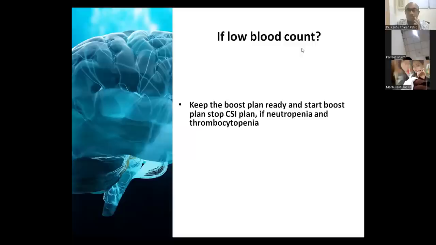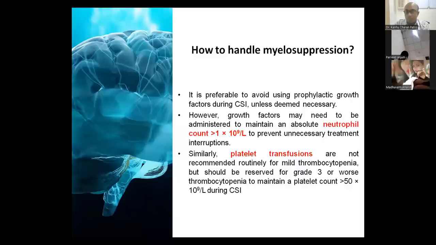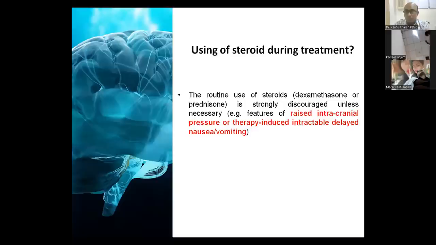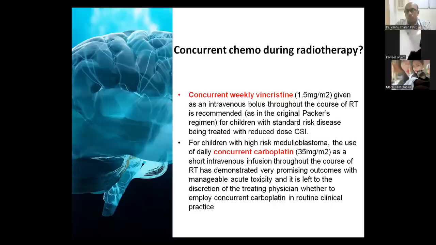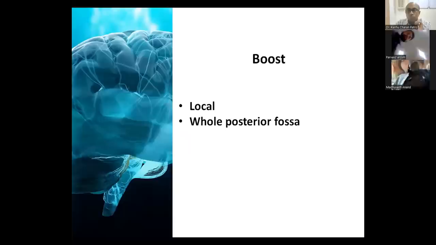How to handle myelosuppression? At least more than 1000 neutrophil count should be there. Platelet transfusion is not necessary unless there is grade 3 or worse thrombocytopenia, but maintain the platelet count more than 50,000 during CSI. Do not use steroids during treatment unless there is raised intracranial pressure or intractable delayed nausea and vomiting. Concurrent chemotherapy, weekly vincristine or weekly carboplatin, whatever you plan, discuss with your medical oncologist and treat. Boost plan should be local and or whole posterior fossa.